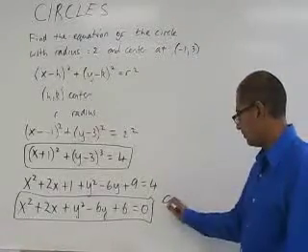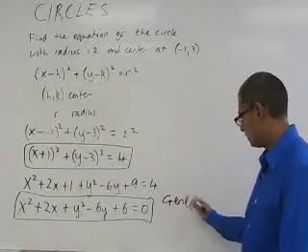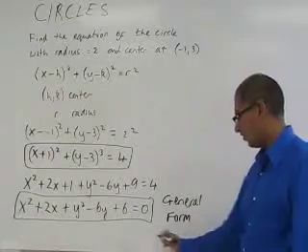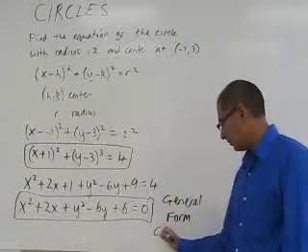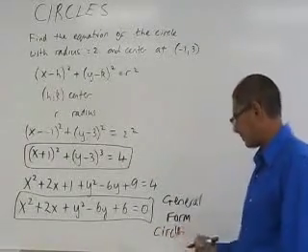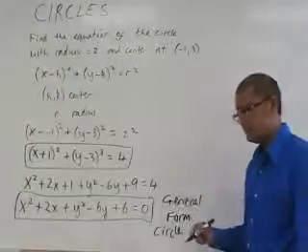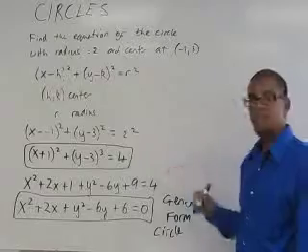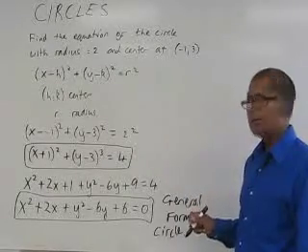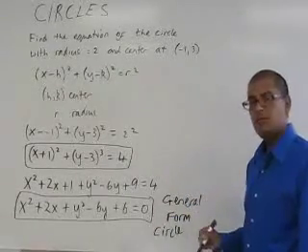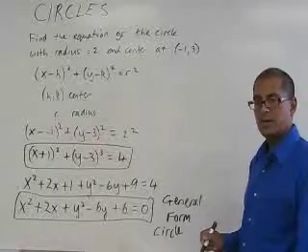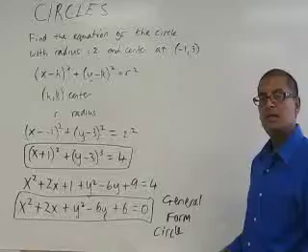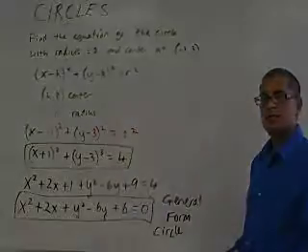This is called the general form for the equation of a circle. So sometimes we're given the circle in this form. Sometimes we're given it in this form. If we're given it in this form, it's easy to find the center and the radius. If we're given it in this form, it's a little bit more difficult to find the center and the radius. Let's take another example where we're given the equation and we want to find the center and the radius.